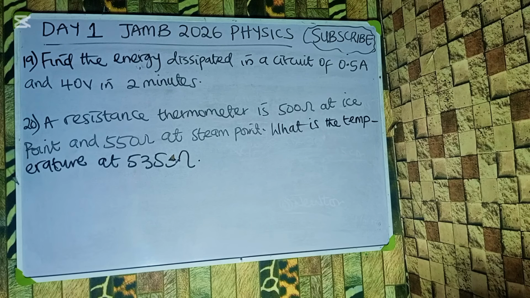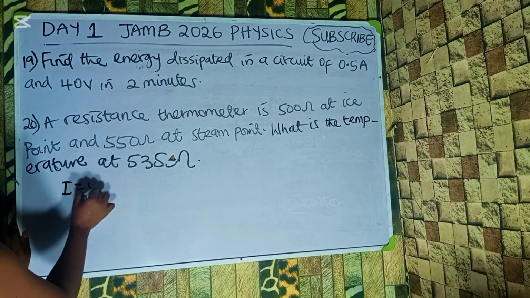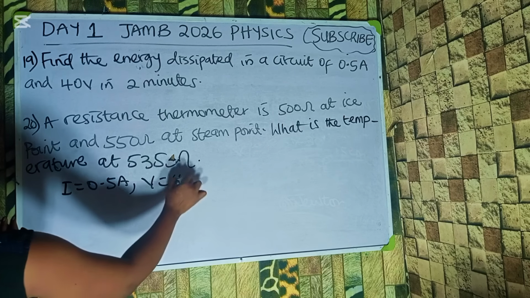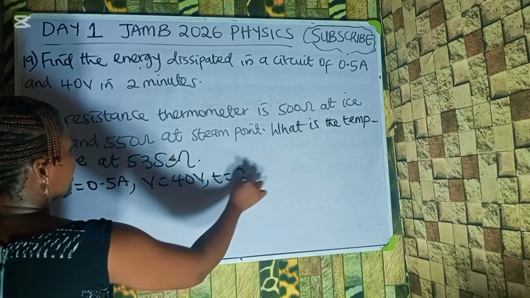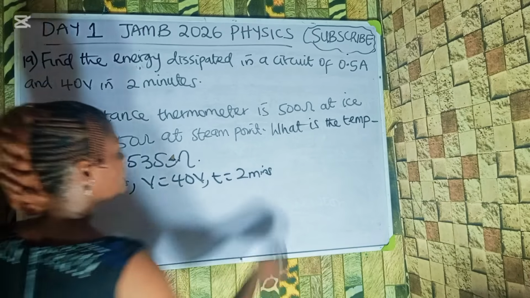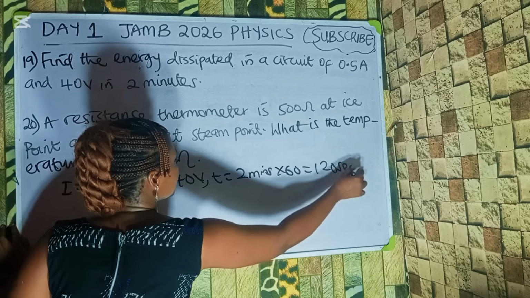Now, we are asked to find the energy. Studying the parameters given, current is given as 0.5 amperes, potential difference is given as 40 volts, and time is given as 2 minutes. Remember that time must be in seconds, so we multiply by 60, which gives me 120 seconds.